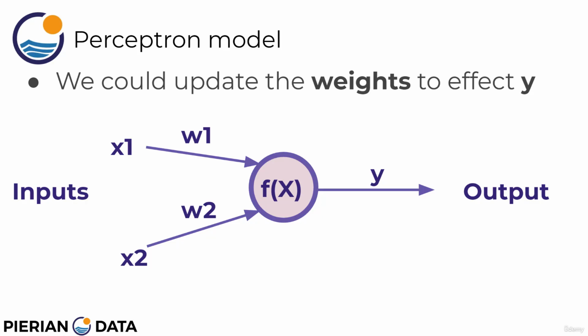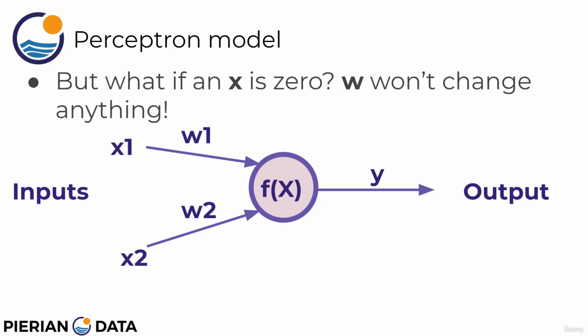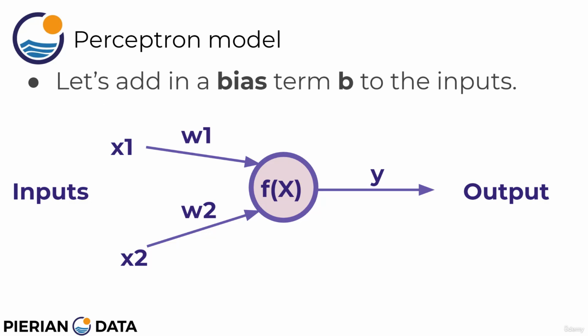Now we could update the weights in order to affect the output y. But what happens if the x input is actually 0? That means no matter what you do to the weight, that won't change anything. So to fix that problem, we could add in a bias term b to the inputs. Regardless of whether x1 is 0 or x2 is 0, which means that when you multiply it by a weight, it'll always end up being 0 regardless of how you update the weight, we can add in a bias term b to the inputs. So we essentially assign this neuron its own particular bias, so that the inputs end up not just getting multiplied by a weight, but having a bias added to them.